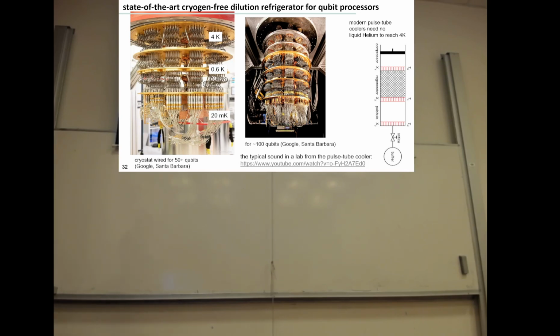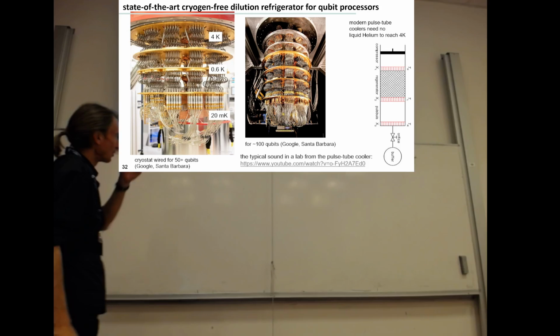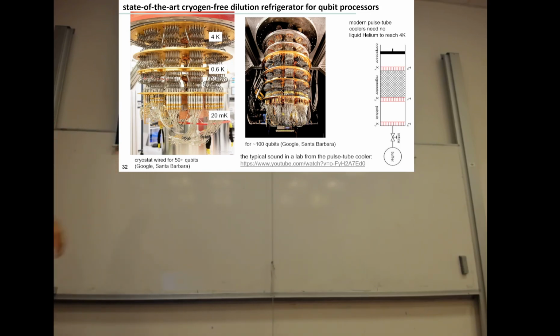But of course, there are solutions. For example, people can also use flat coax cables, not these three-dimensional coax cables. But on the other hand, this is something you cannot really avoid if you want to scale up big quantum processors. Yeah, so this is now the sketch of a pulse tube cooler.